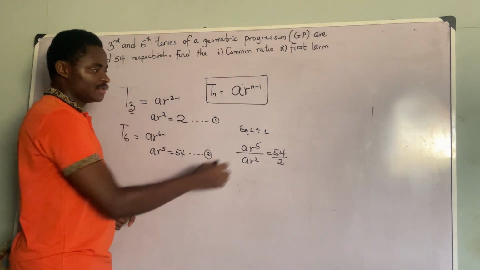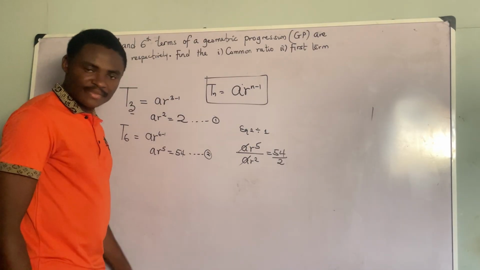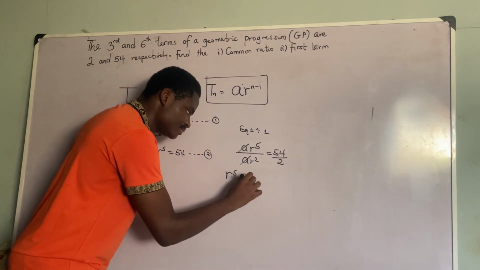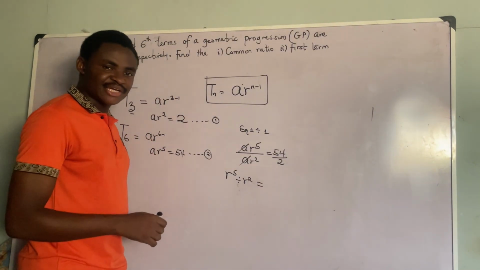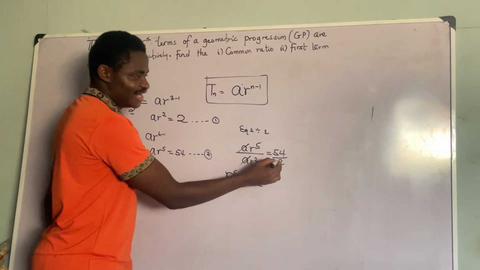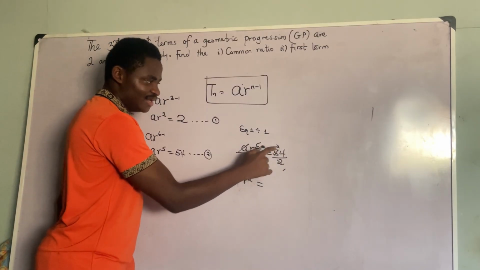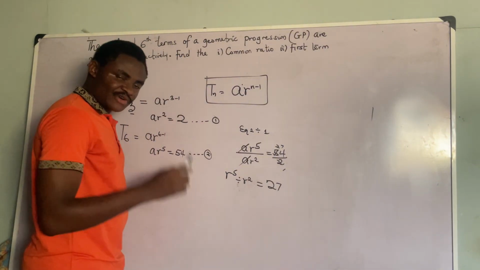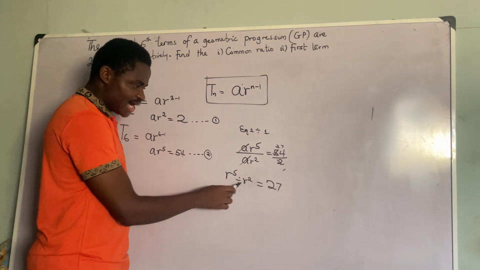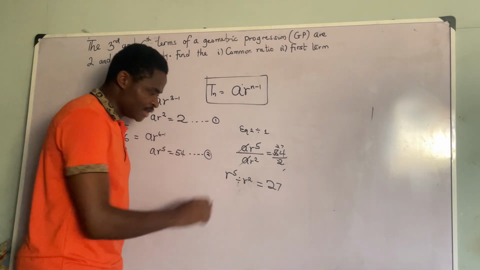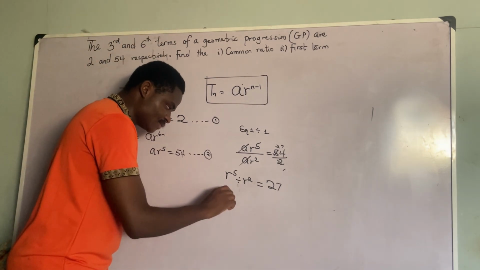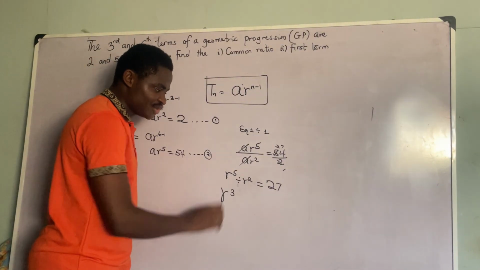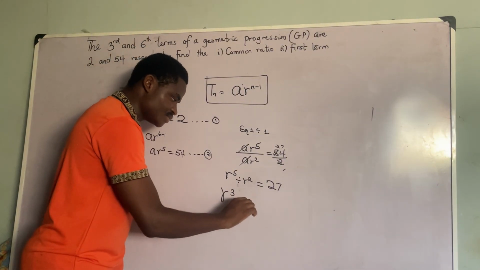Now, what can happen? a can cancel a. We are left with r^5 divided by r^2 is equal to 54 divided by 2. If you do that, 54 divided by 2 is 27. Now, from indices, we say when they have the same base, subtract their powers. So you're going to have r^(5-2), that is 3. Because same base and division means subtract the powers. So r^3 is equal to 27.